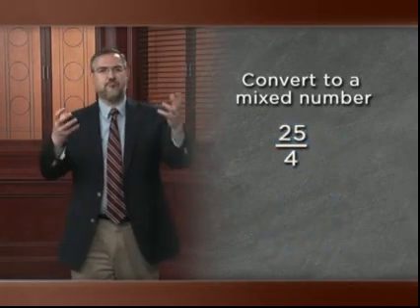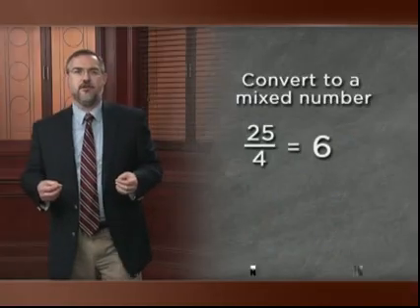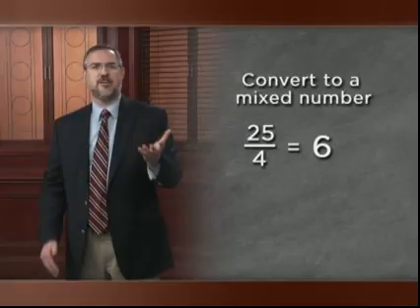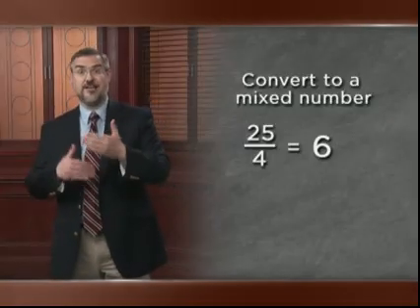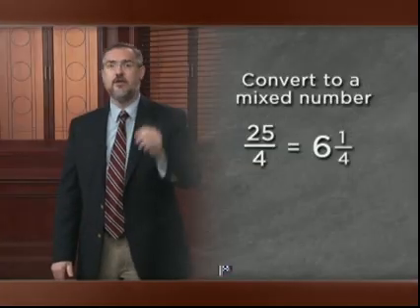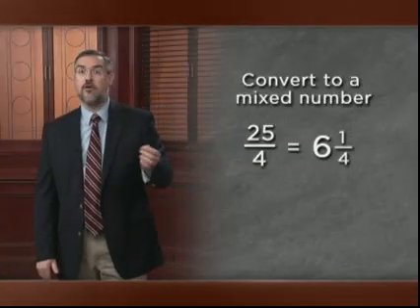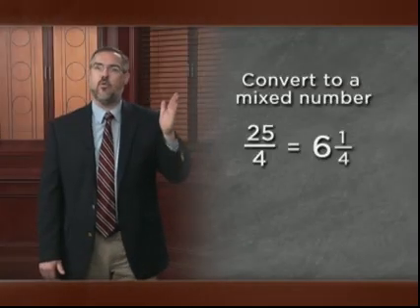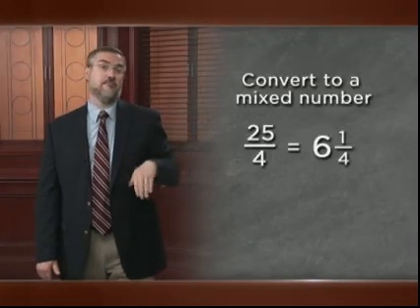So we can actually pull out a 6 from the 25 over 4, and how much of the numerator is left after taking out that 6, which is like taking 24 out of 25? Well, just 1. So 25 over 4, which is an improper fraction, is the same as 6 1/4 as a mixed number. And there you have it.